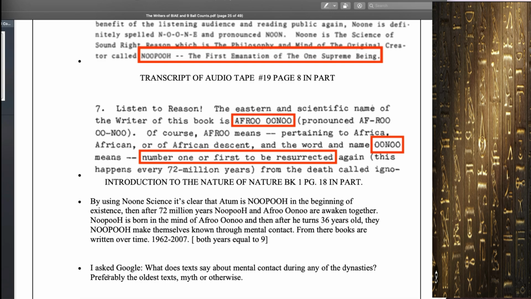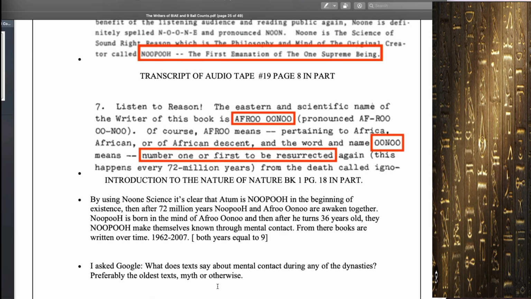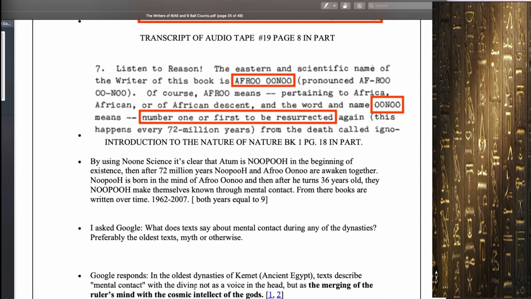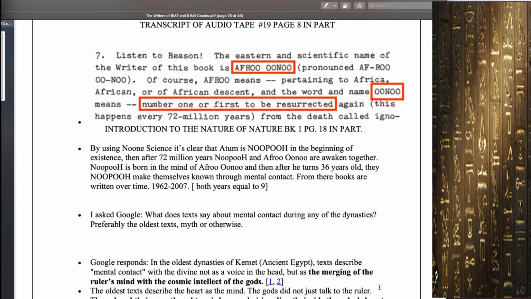I asked Google, what does text say about mental contact during any of these dynasties, preferably the oldest text, myth otherwise? Because Alpha Nupu told us that sometimes you have to look into the mythology, because that's where the truth is hidden as well. All right. That's what the mystery schools are set up for, to tell you the truth of the myth.